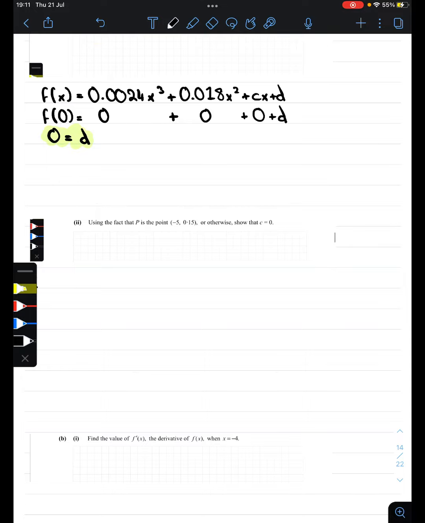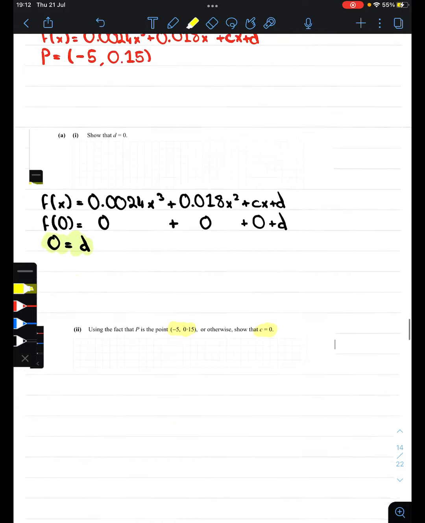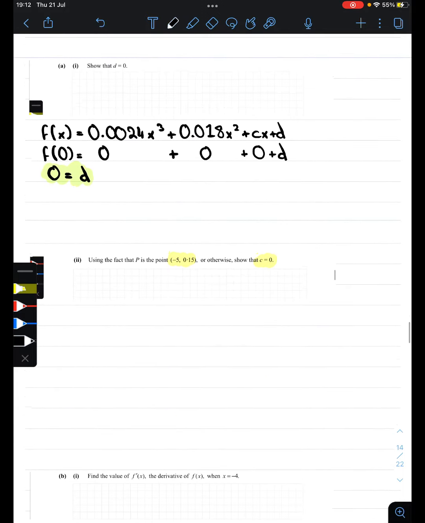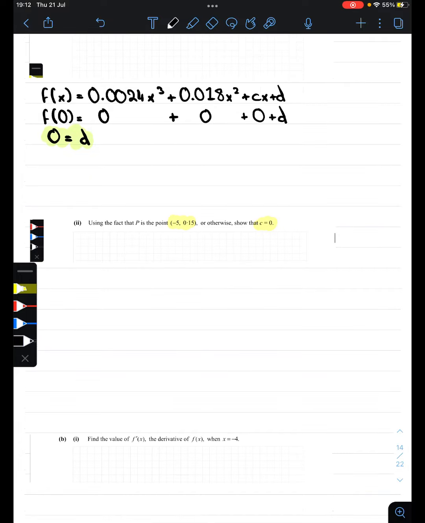Using the fact that P is the point minus 5, 0.15, or otherwise, show that c equals 0. Well, we already knew that's what P was. So again, let's write down our function: 0.0024x cubed plus 0.018x squared plus cx.